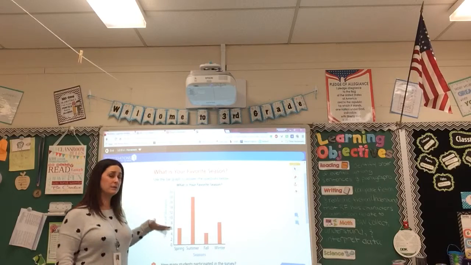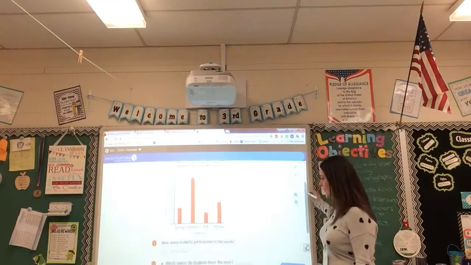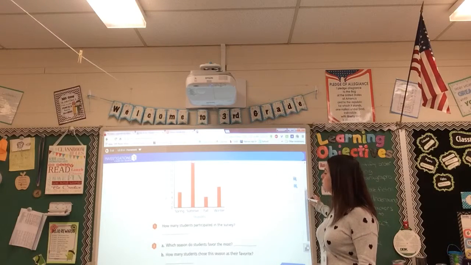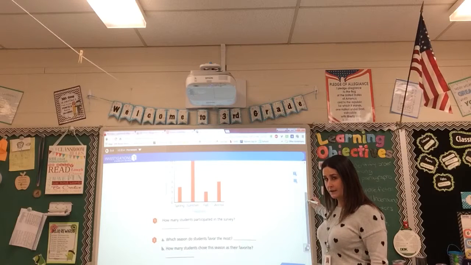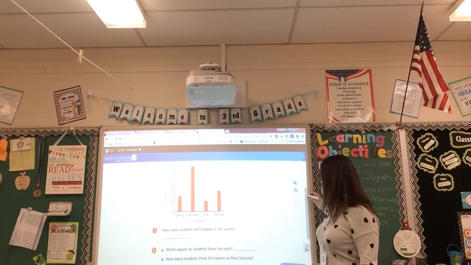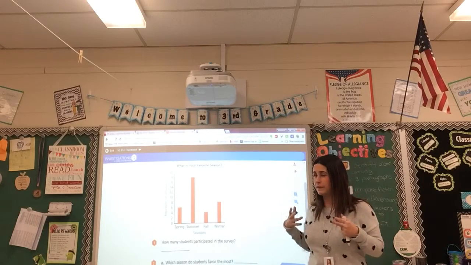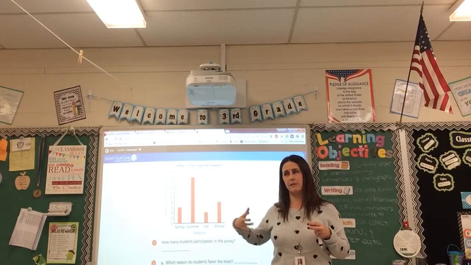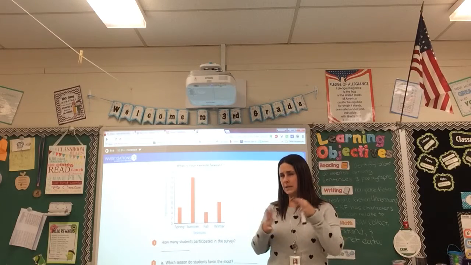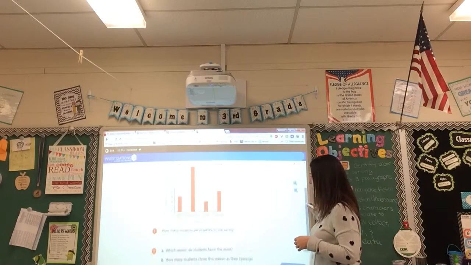So I'm not going to read the bar graph for you because there are questions here that you need to answer for me. So the first one, how many students participated in the survey? So I want to know how many students all together participated in the survey. How can you figure that out? So one way, you want to look at all the different bars and think to myself, how can I find all together? Think of that clue word. Am I going to add, subtract, multiply, or divide? So that's question number one.